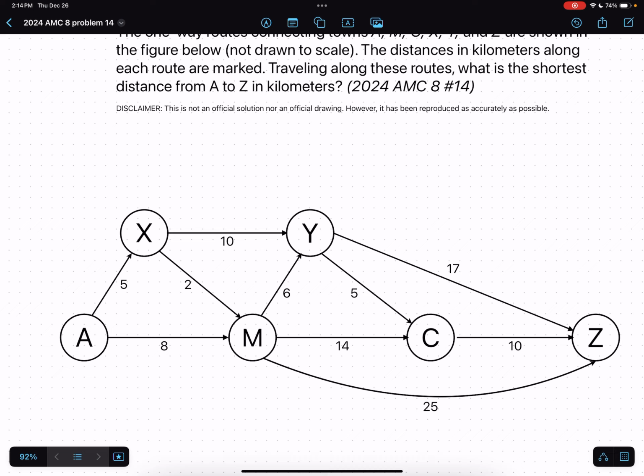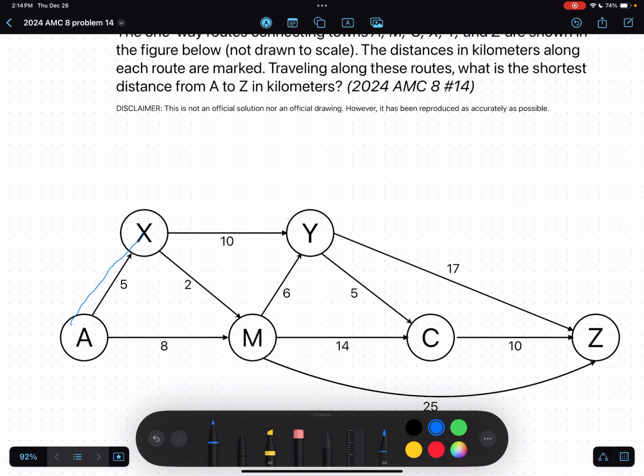That rules out A, M, C, Z, A, X, Y, Z, and all of those longer ones. Right away, you can see that we have a 5 here, we have a 2 here, very short, another 6, another 5, and then just a moderate 10. So you should be able to see these small numbers and say, if we go from A to X, that's 5, add only 2 more, go X to M, add only 6 more, go from M to Y, that's already going to be a lower amount of kilometers than if you went directly from A to C.